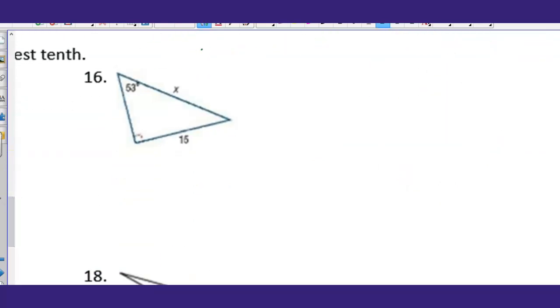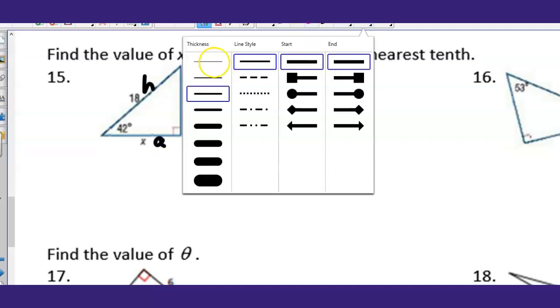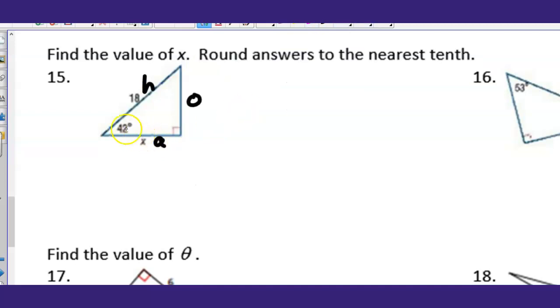All right, this next part here, it says find the value of x, round to the nearest 10th. In this case, we have this angle, 42 degrees. This is opposite. This is adjacent. This is the hypotenuse. We are looking for x, which is the adjacent side. So given this angle, 42 degrees, we have adjacent and hypotenuse. That identity is going to be cosine.